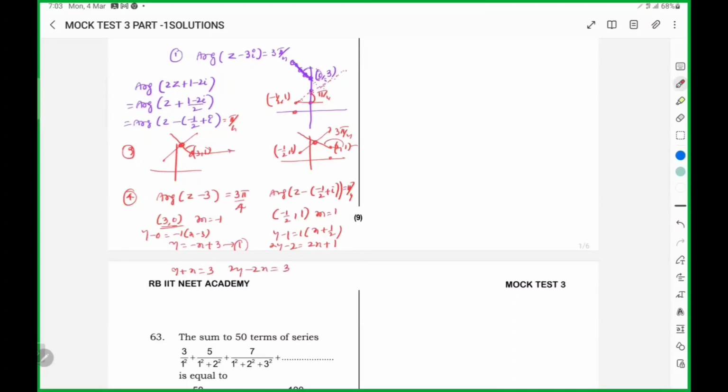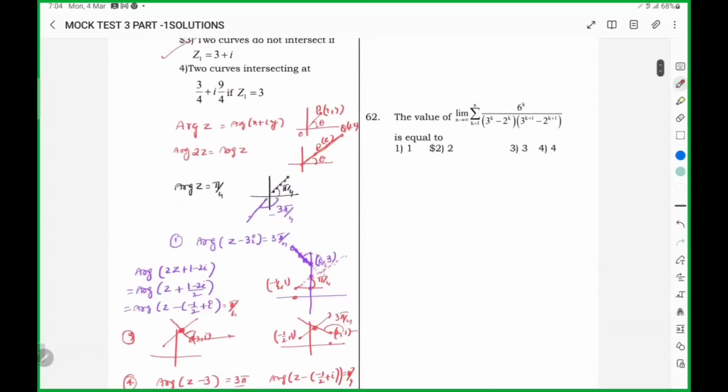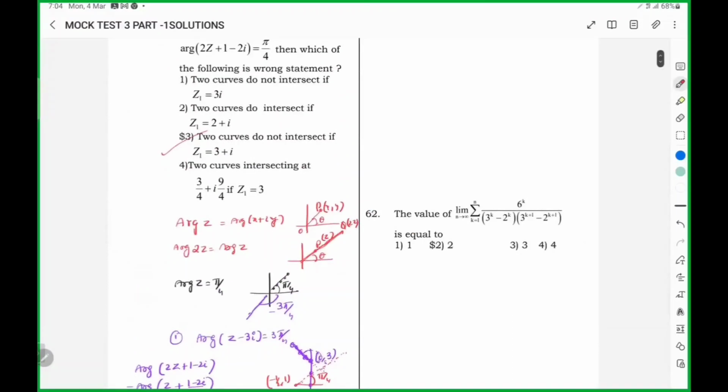2y minus 2. Solving this, multiplying and adding, 2x gets cancelled out, 4y will be 9. y here is 9 by 4. Once y is 9 by 4, x will be 3 minus y, that is 3 by 4. That point here is 3 by 4 plus 9 by 4 i. Even this is also a correct option. So the only wrong option is the third.